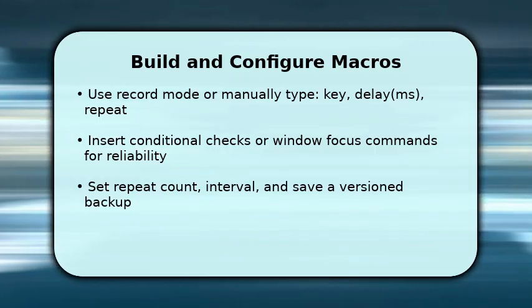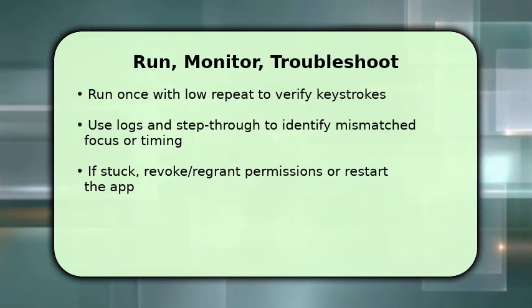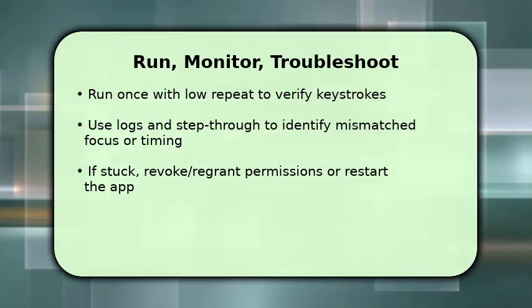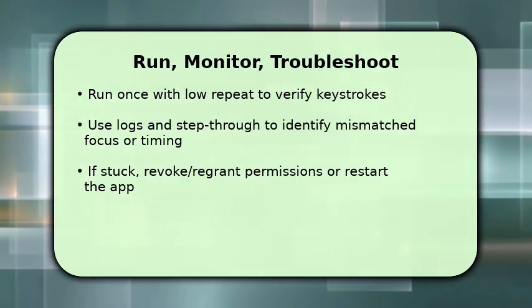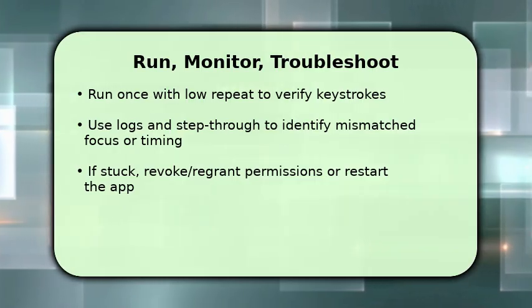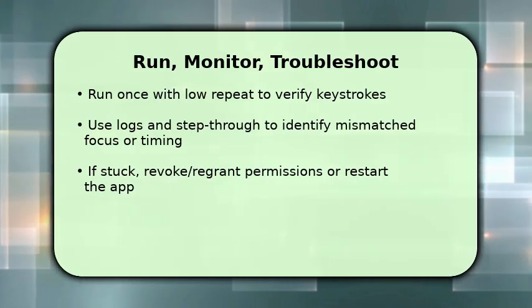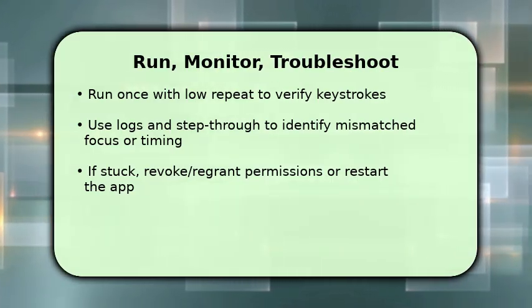To finish, run the macro with a low repeat count to verify behavior and watch the cursor to confirm keystrokes land correctly. If something misfires, step through the script while monitoring the app focus and adjust delays. Timing is the most common culprit. If Auto Keyboard seems unresponsive, revoke and then regrant permissions, restart the target application, and retry. One key troubleshooting tip: increase delay increments by 50-200 ms.